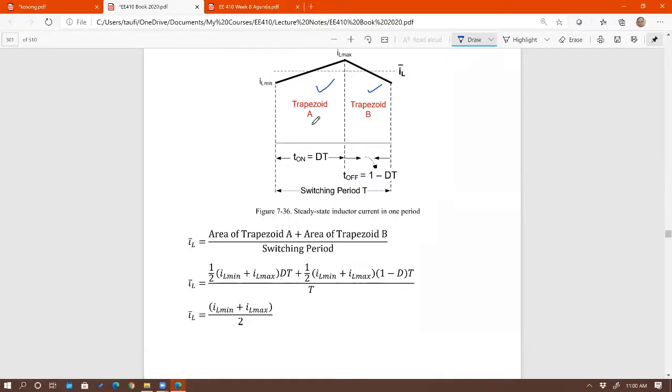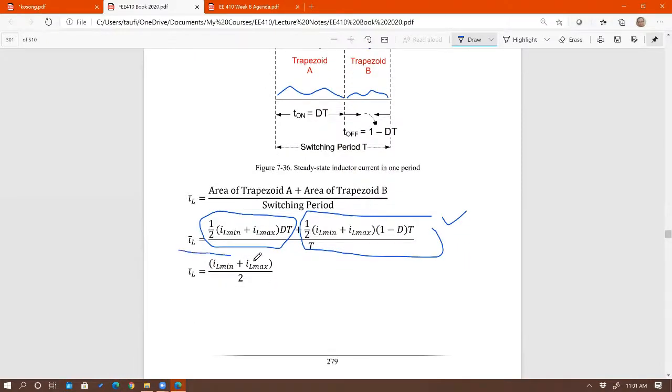So that's what I do. I'm going to find the area of the first trapezoid right there and the area of the second trapezoid, and then divide by the period. And everybody knows how to find the area of a trapezoid: the sum of the parallel sides times the width divided by 2, which is right here. That's for the first trapezoid, and that's for the second one. The width here is D times T, and the width here is (1 minus D) times T. So you can see clearly from here. Don't forget to divide by T.